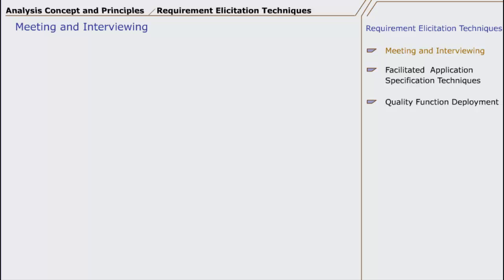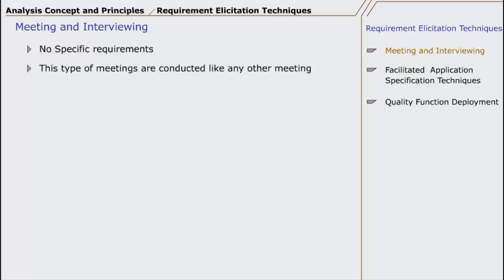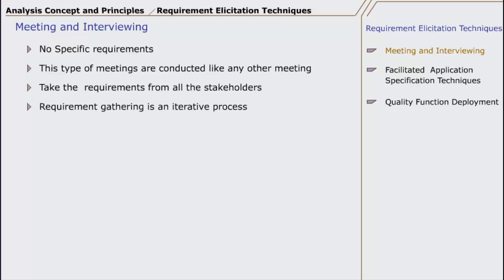There is no specific requirement for conducting this kind of interviews and meetings. Such meetings can take place at development site or at customer's place. The focus is that all the stakeholders should record their requirements and concerns. Requirement gathering is an iterative process, and in this way, more customer participation is required.